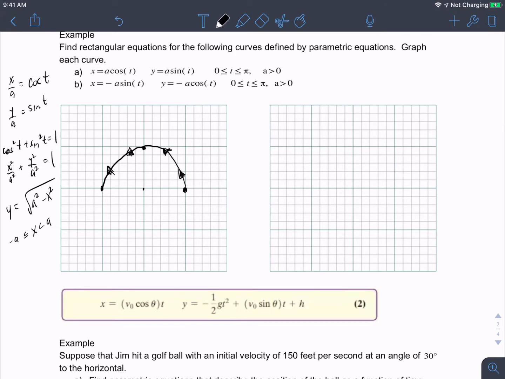Now, by that same reasoning, we're going to attack the part B question the exact same way. We're going to end up with, again using the same substitution, x over negative a is cosine of t. Well, I'm sorry, not cosine, sine of t. That's important.